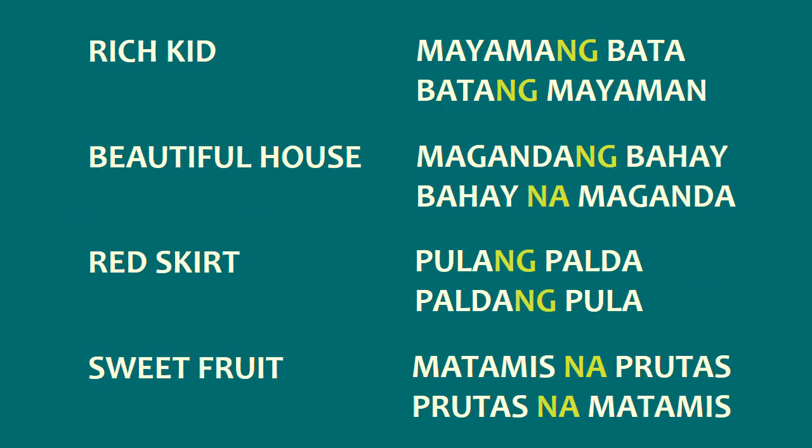On the first one, as you can see, we have added ng at the ending of the first word. While on the second one, we have added the word na after the first word. These are what we call ligatures, and we use them to connect the adjective to the noun it modifies.